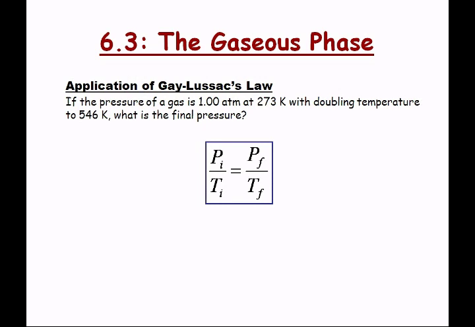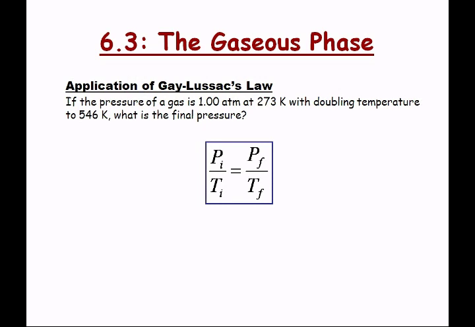And then it says you double your temperature to 546. What's the final pressure? So 546 Kelvin is the final temperature. And what are we looking for? The final pressure. Then you could come over here and say, okay, this is the variable we want to isolate.